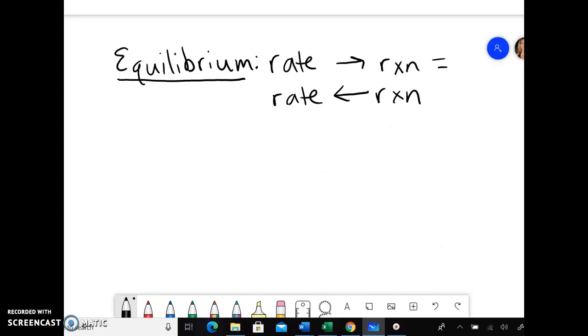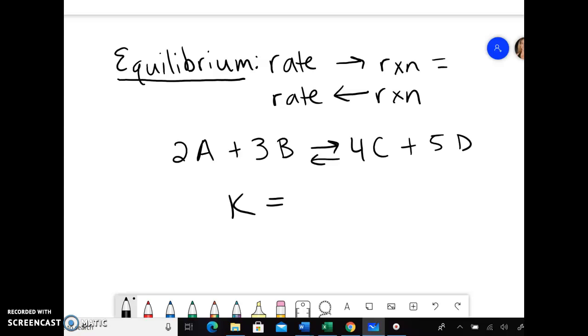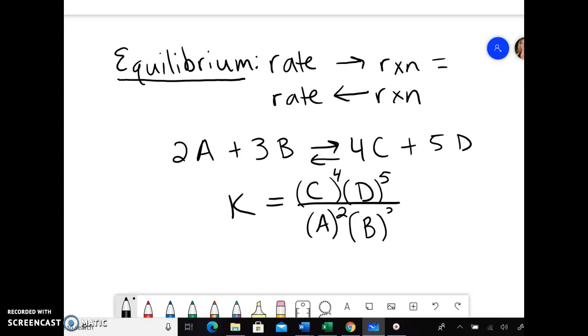So let's do this for, we'll just make up a reaction. So if we have 2A plus 3B, and we're turning it into 4C plus 5D. It's called the equilibrium expression. It just means setting up this fraction. So first of all, the C and the D are going to go on the top because they are the products, and you're going to raise them to the power of their coefficients. So 4 and 5. A and B are going to go on the bottom, and this is 2 and this is 3.